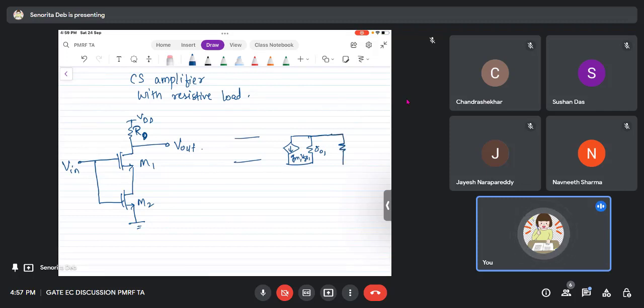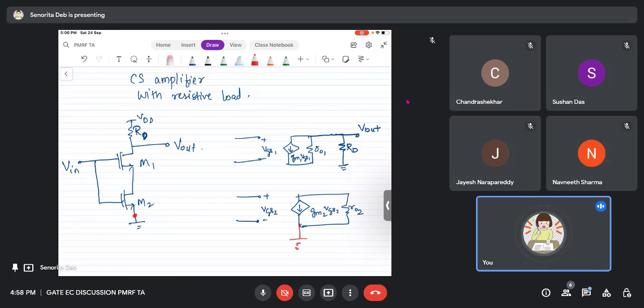gm1 vgs1, ro1. Then there is RD. Here there is a Vout. Here it is plus minus vgs1. Now I will again do a vgs2, plus minus vgs2, gm2 vgs2, rout2. Right? Now you see this node, the source of M2, is grounded.